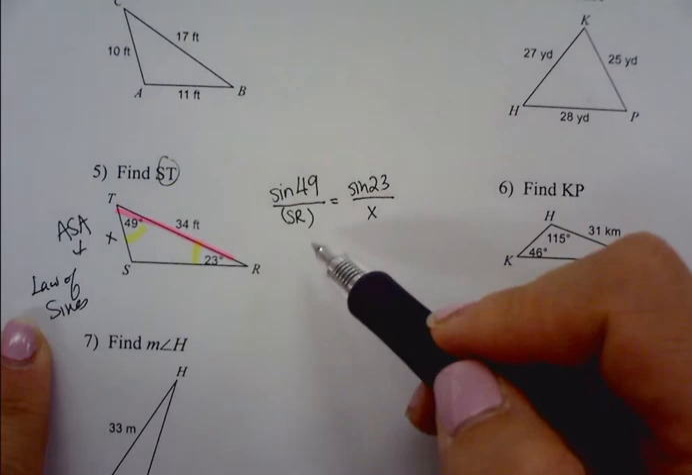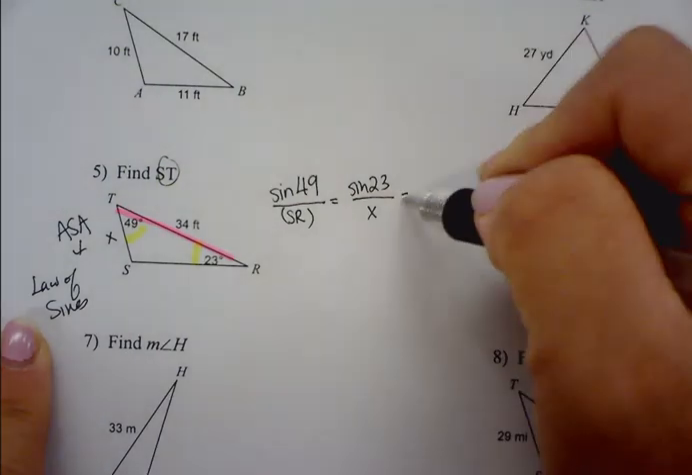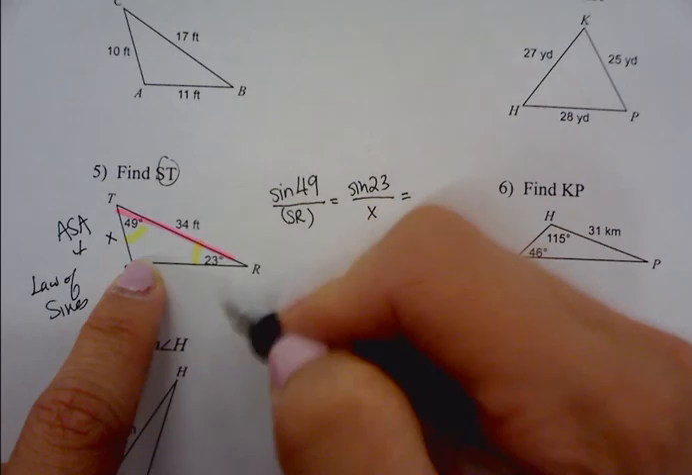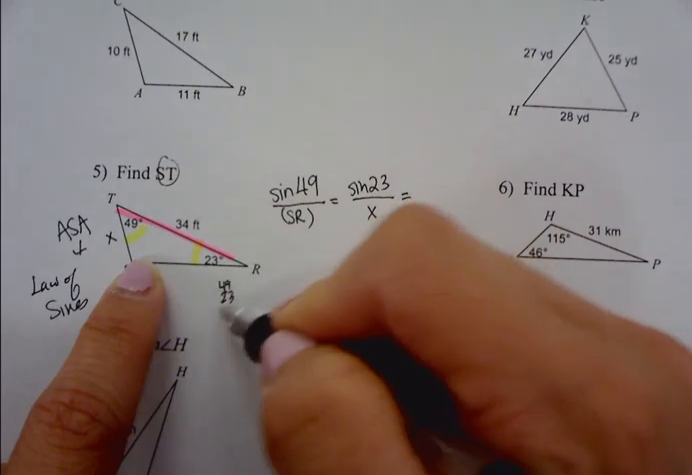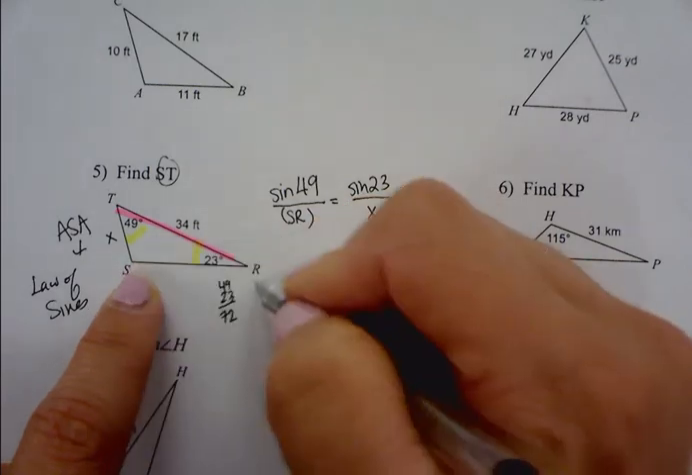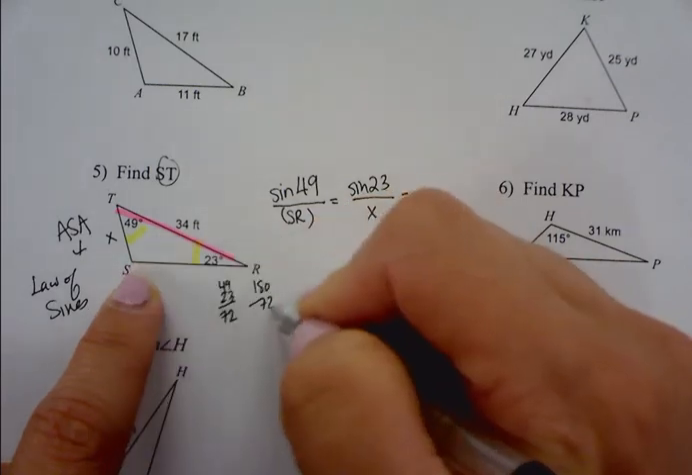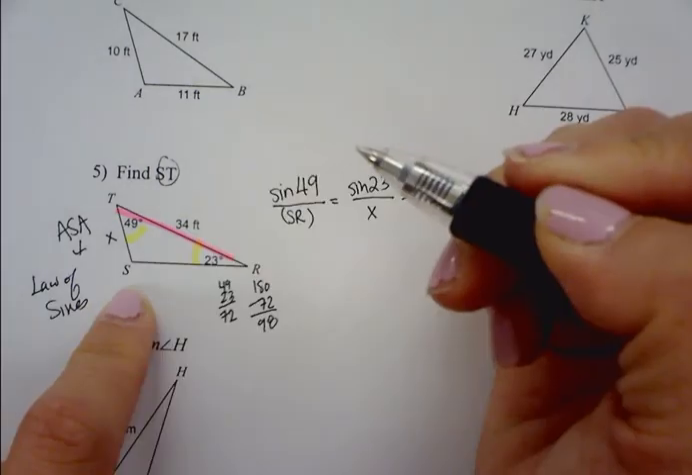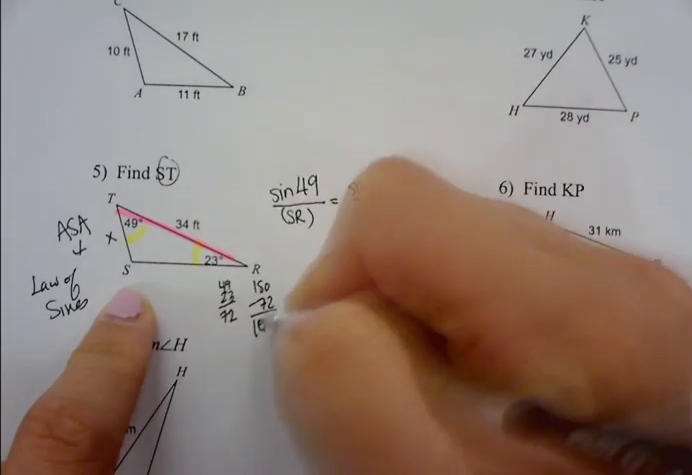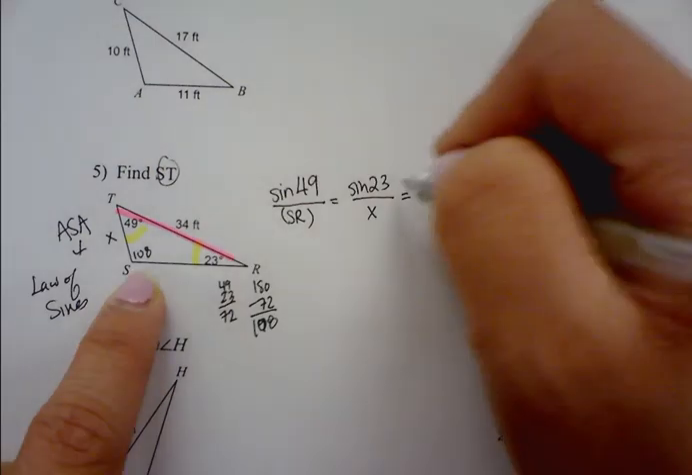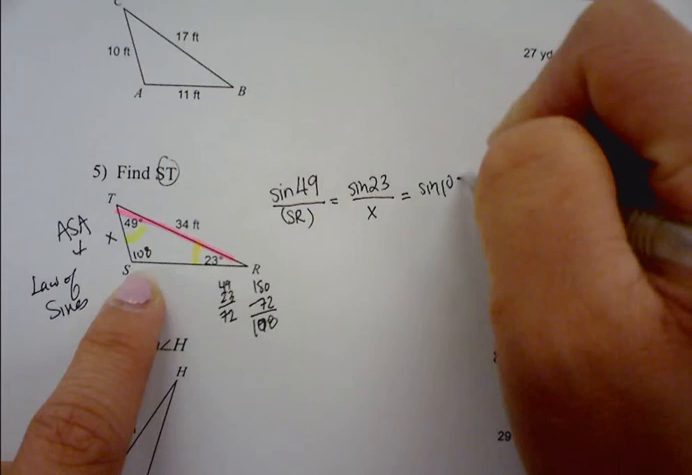No, can I find that other angle? Because I know two of the angles. 49 plus 23 is 72. And the whole triangle's angles have to add up to what? 180. So 180 minus 72 is 98. Right? Or is it 108? 108. Sorry, 108. So that's going to be sine of 108 over 34.